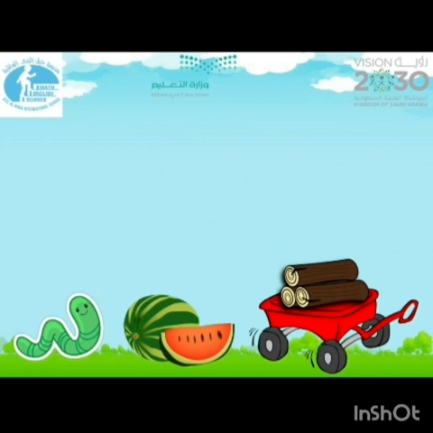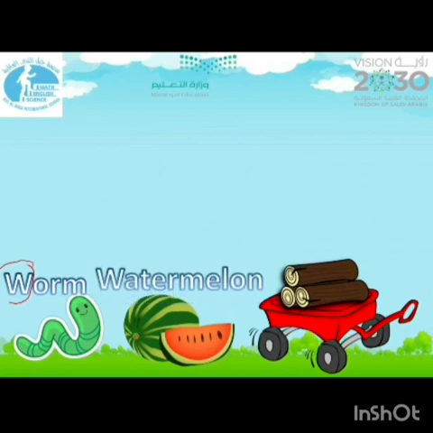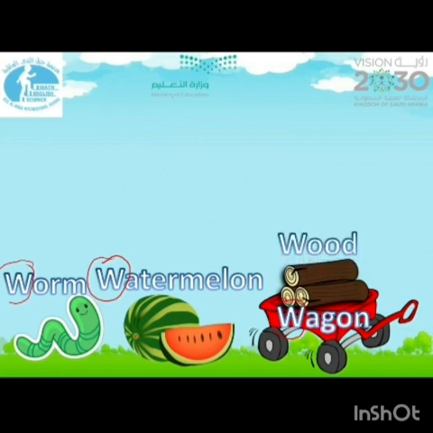Here, what do we have? We have a worm. And worm starts with the letter W also. What is this? Watermelon. This is letter W. And here, wagon. This is letter W also. And wood. This is wood. Letter W also.